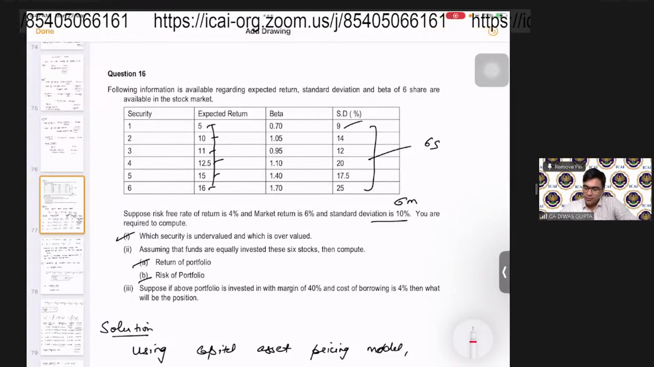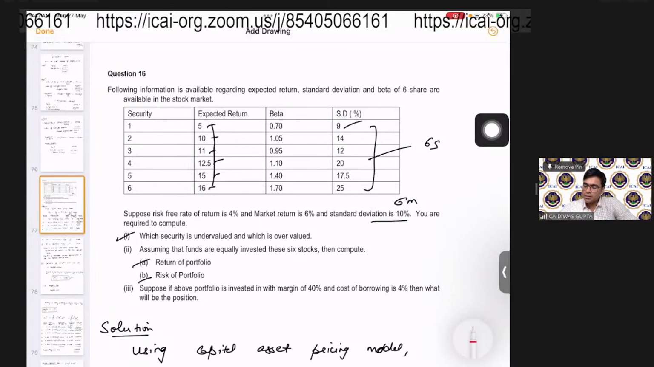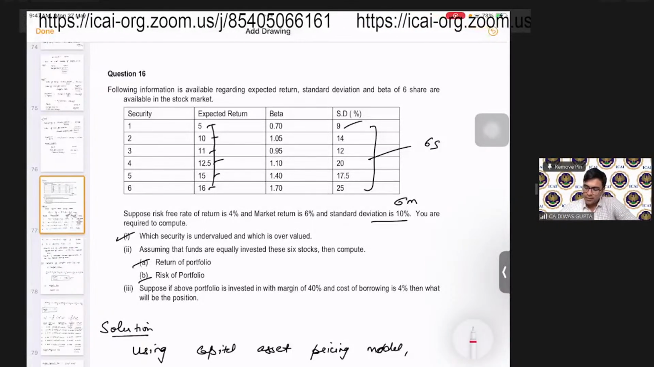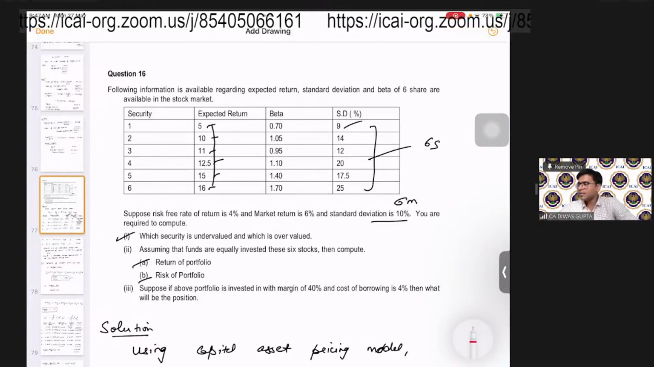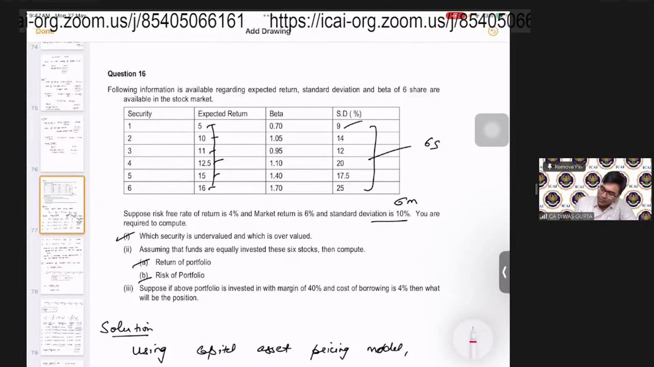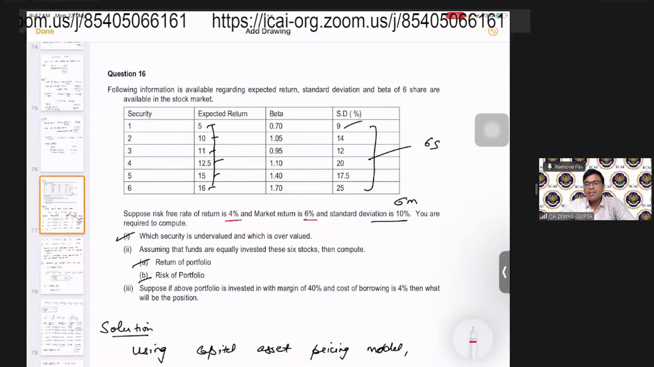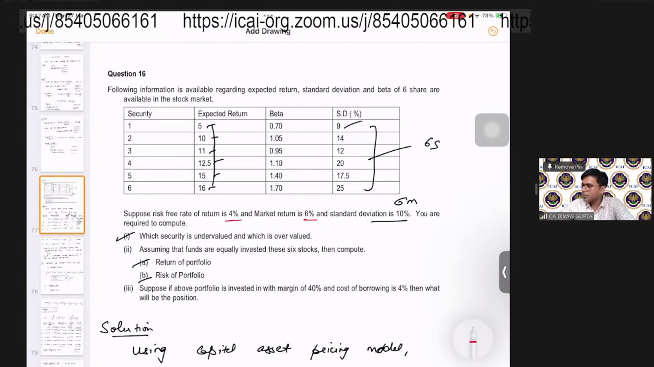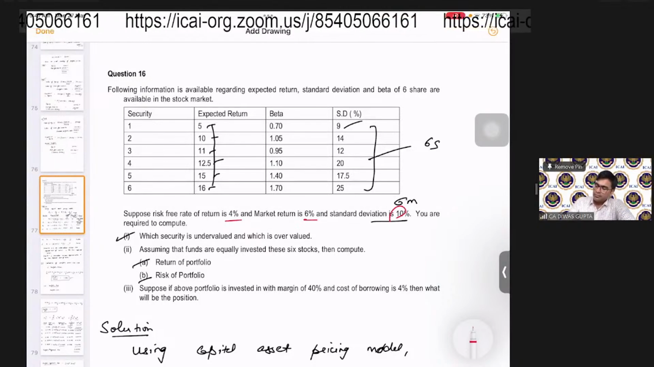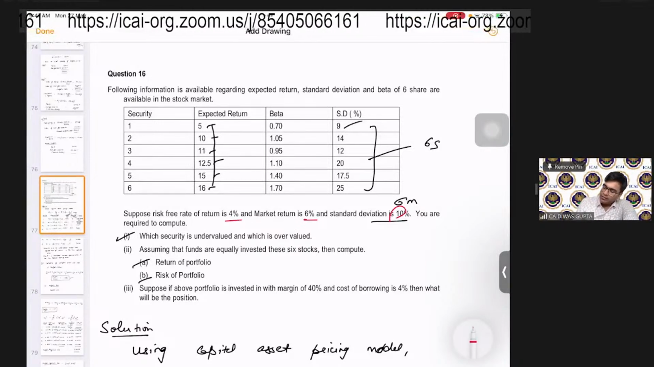So question number 16: the following information is available regarding expected return, standard deviation, and beta of 6 shares in the stock market. Expected return they have given, betas they have given, and the standard deviations also. Suppose the risk-free rate of return is 4% and market return is 6%, and the standard deviation is 10% of the market. You are required to compute the following. Which security is undervalued and which security is overvalued?